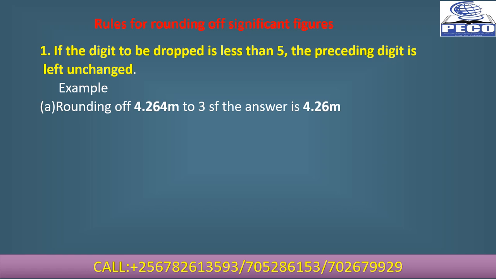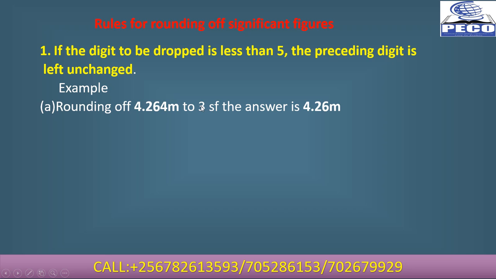Rounding off 4.264 meters to 3 significant figures. Now the answer, this one is the first one, the second, the third, because they are non-zero digits. That means you are going to drop off the 4, but you have to check, is it less than 5 or 5 or greater than 5? Now you can see that the 4 is less than 5.